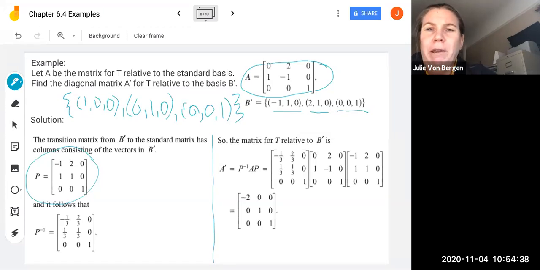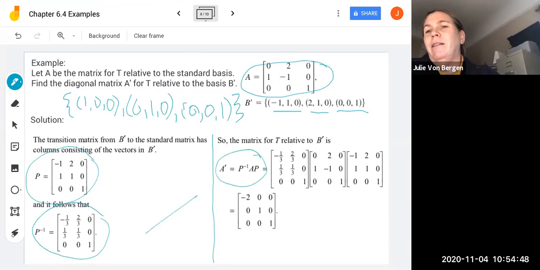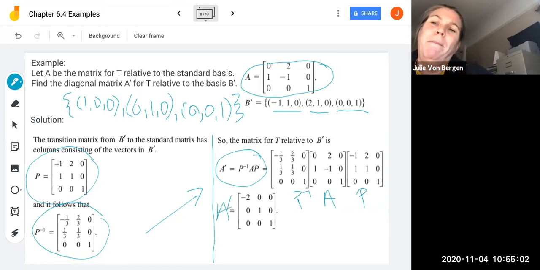And then using SymPy or calculations by hand, we can get P inverse here. And then to find A prime, we multiply P inverse A P. So that's what we got right here. And that gives us our matrix A prime right here. And A prime, by the construction, is a diagonal matrix here.